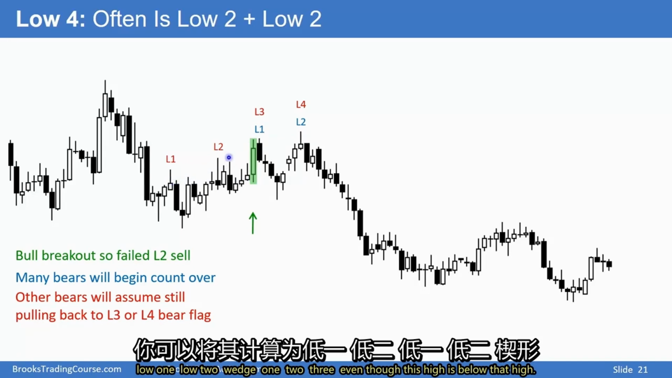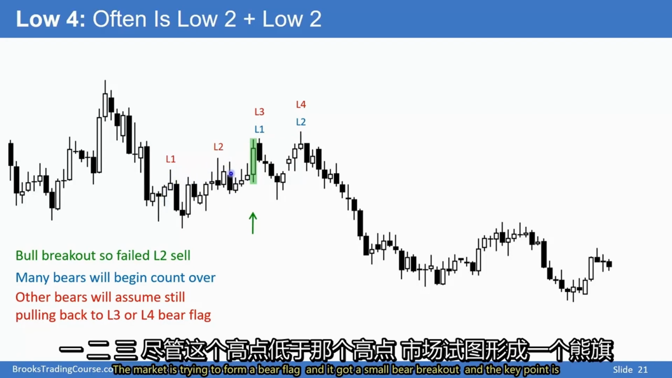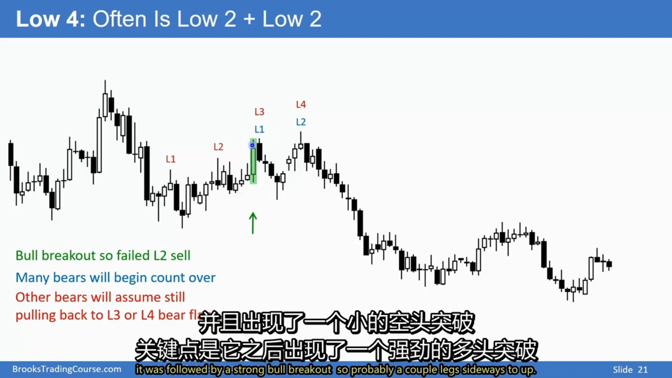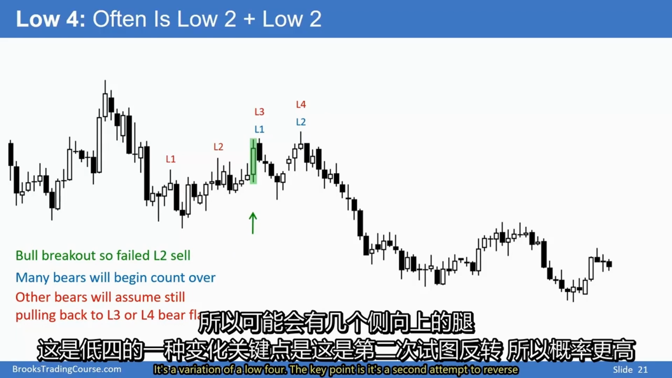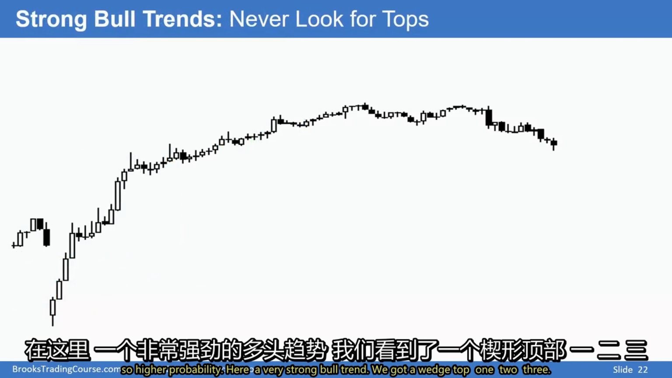Even though this high is below that high, the market is trying to form a bear flag. And it got a small bear breakout. And the key point is it was followed by a strong bull breakout. So probably a couple legs sideways to up. It's a variation of a low 4. The key point is it's a second attempt to reverse, so higher probability.